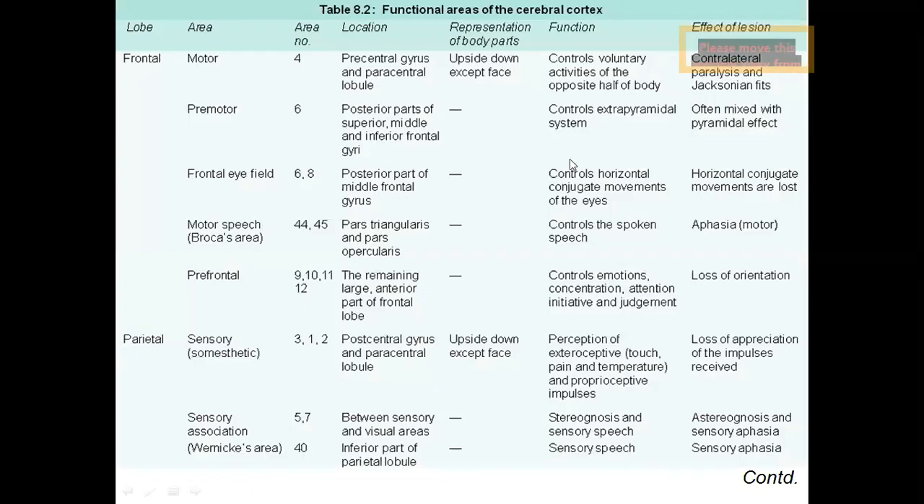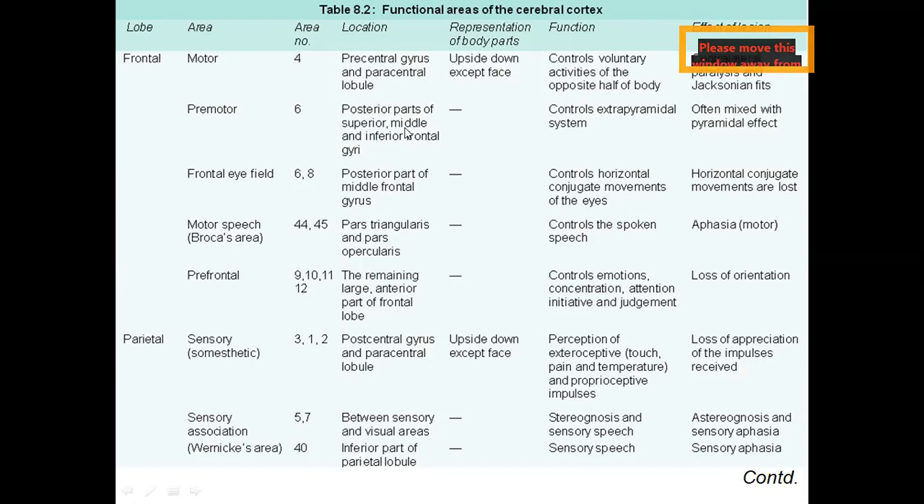The easiest way of learning all these functional areas is to practice this table, which I have taken from BD Chaurasia. Here you are finding the frontal lobe, we have seen all these functional areas. Motor area number 4, where do we have it? In the pre-central gyrus and paracentral lobule, and the body's representation is upside down except the face. So this frontal motor area controls voluntary activities of the opposite half of the body. If area number 4 is damaged, you will see contralateral paralysis and fits, epilepsy, which are called Jacksonian fits.